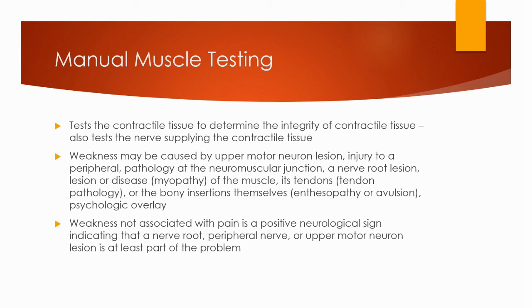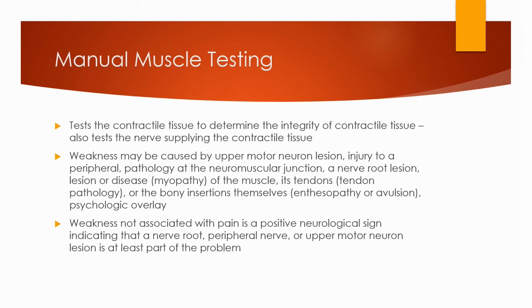Finally, the second category of physical examination procedures that we commonly employ in our physical examination of the spine and also of the upper and lower extremities involves manual muscle testing. The AMA guides describe manual muscle testing in each of chapters 15, 16, and 17. The purpose of manual muscle testing is to test the contractile musculotendinous tissues to determine the integrity of the contractile tissues. Now, because we're employing contractile tissues, we're also testing the nerve supplying the contractile tissues.